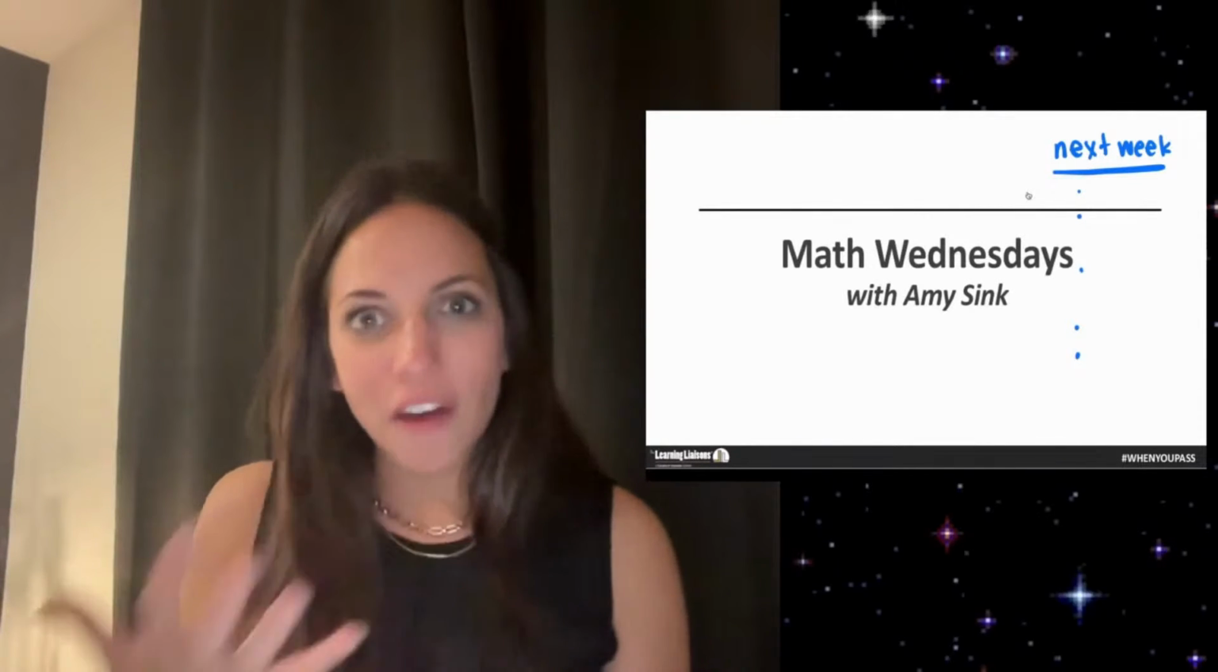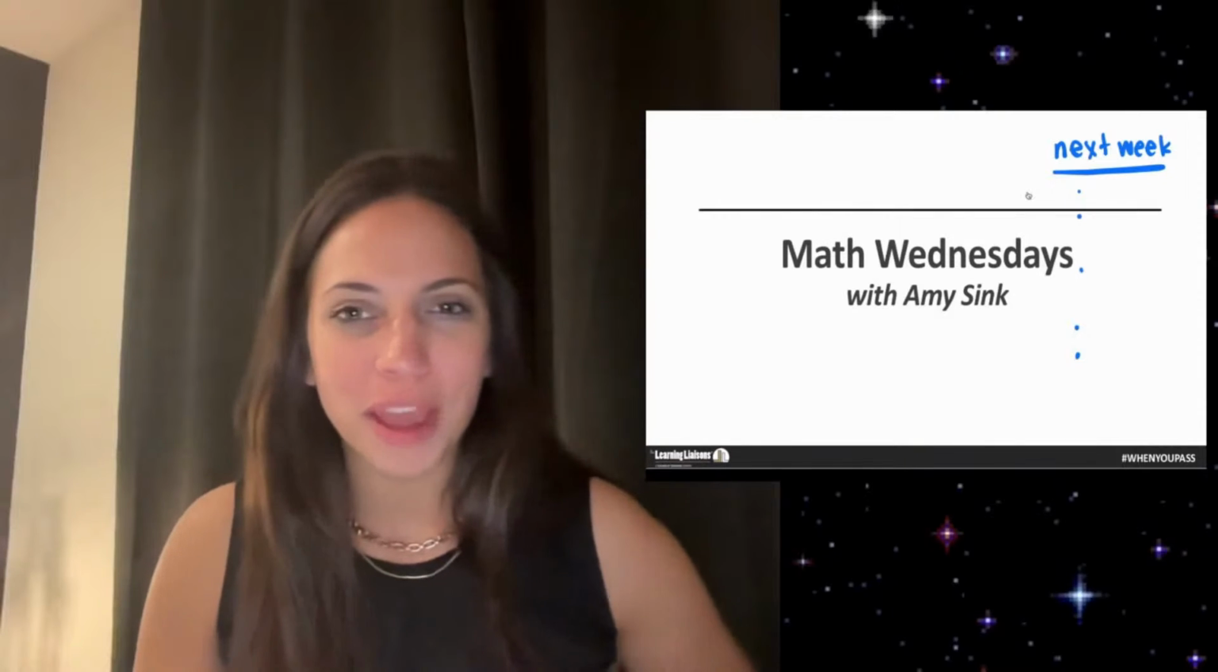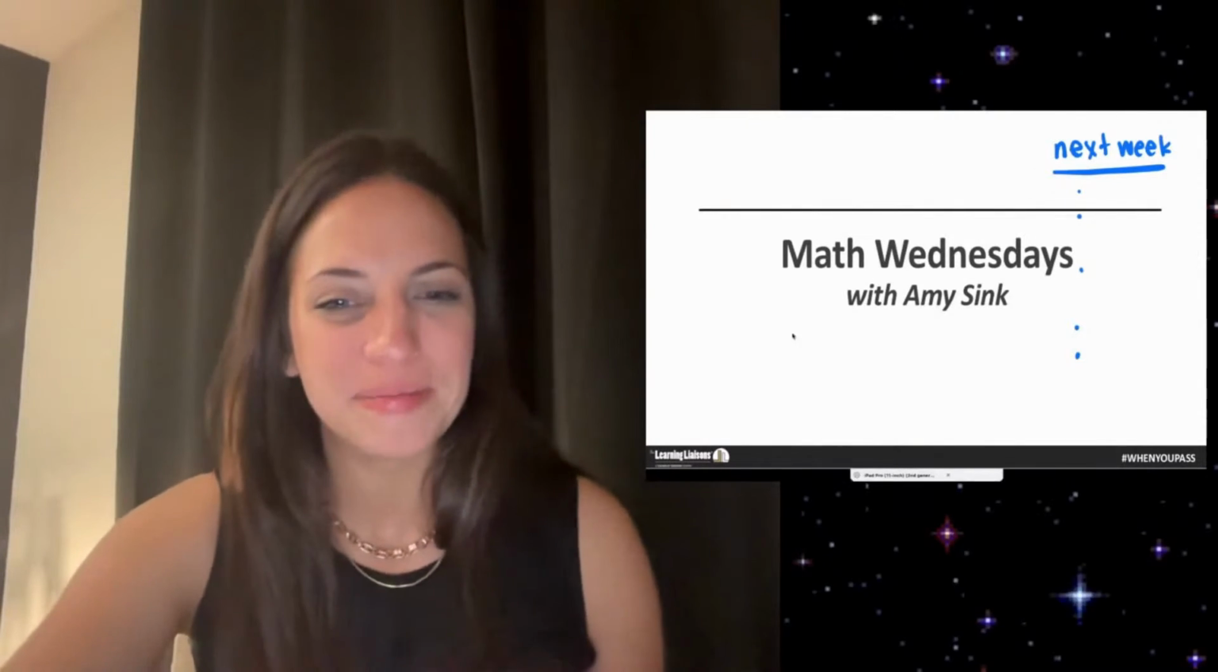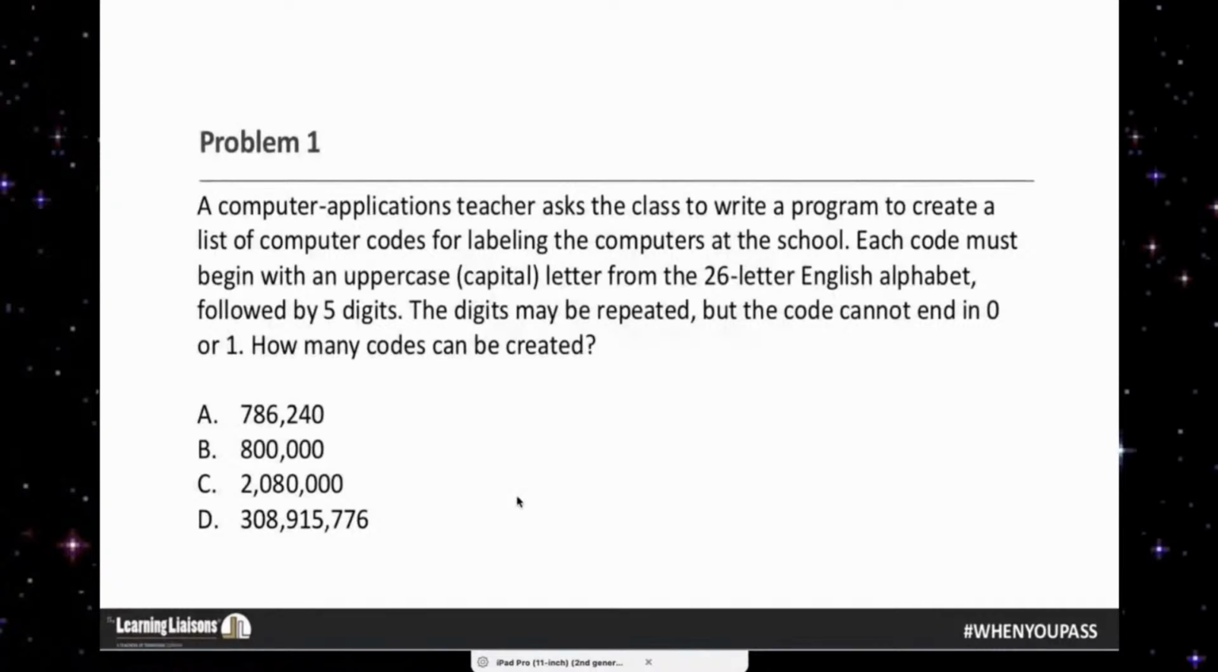So without further ado, let's go ahead and start with problem number 1. A computer applications teacher asks the class to write a program to create a list of computer codes for labeling the computers at the school. Each code must begin with an uppercase capital letter from the 26-letter English alphabet, followed by 5 digits. The digits may be repeated, but the code cannot end in 0 or 1. How many codes can be created?